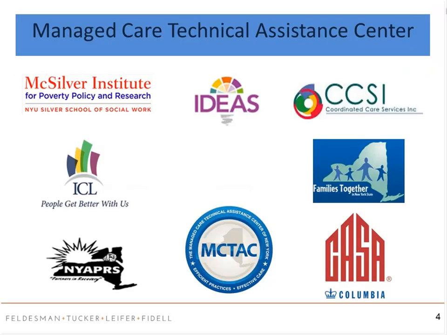We're a consortium of a number of partners, including the McSilver Institute at NYU, where I work, the Ideas Center at NYU School of Medicine, CCSI, an MSO consulting firm upstate, an Administrative Services Organization upstate, Institute for Community Living, a large provider in New York City, NIAPRIS, and Casa Columbia, who works closely with us on particularly tailoring services for substance use providers.